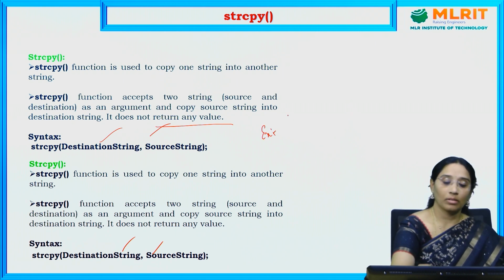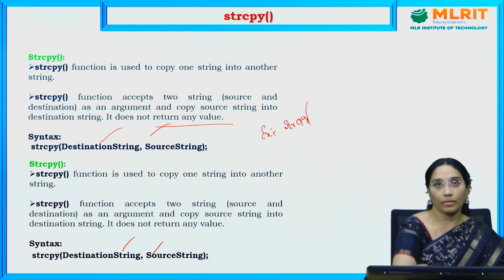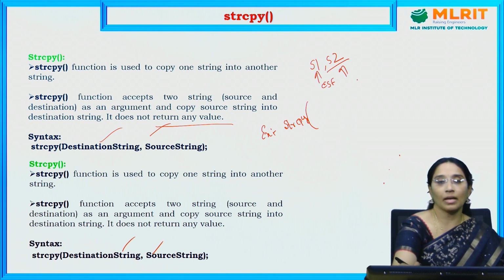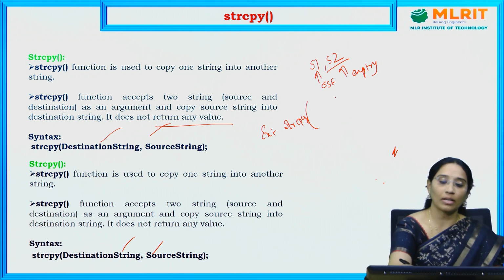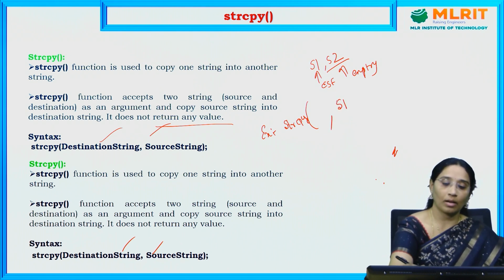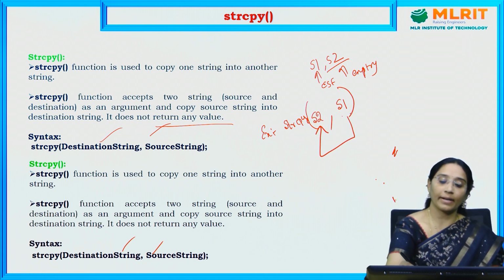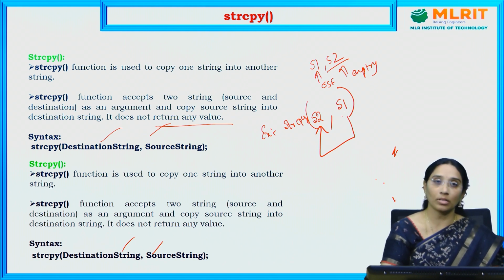Suppose, for example, I have 2 strings, consider S1 and S2. I have some content like CSE in S1 and S2 is an empty string. So I want to copy from S1 to S2. Whatever string we want to copy into is the destination string. Now the data present in S1 will be copied to the destination string, that is S2.